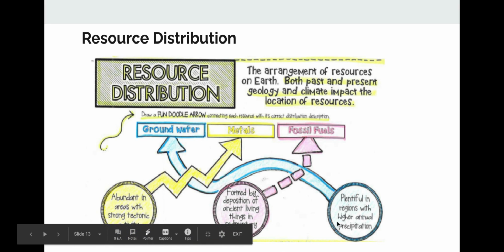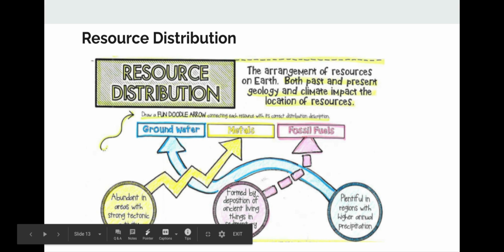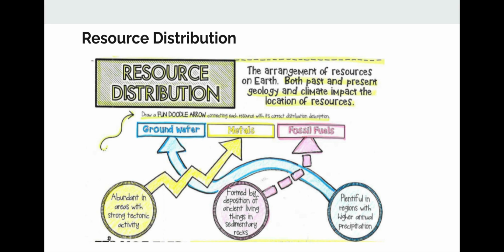So, for example, when we look at groundwater, it will always be plentiful in regions with higher annual precipitation. If you start to see climate changing in an area and less rainfall, then because you have less groundwater, the environment of that area is going to change, right? Metals we know are abundant in areas with strong tectonic activity, and fossil fuels are formed by the deposition of ancient living things in sedimentary rocks. But we know that our resource distribution is not equally spread across our planet.